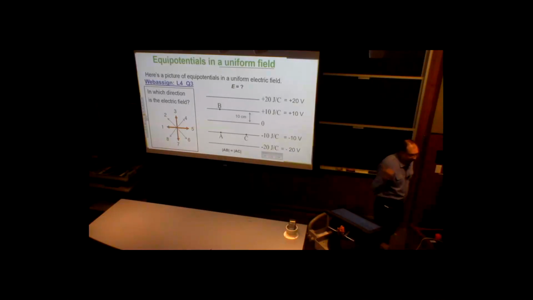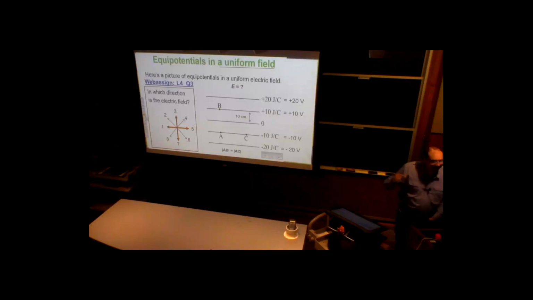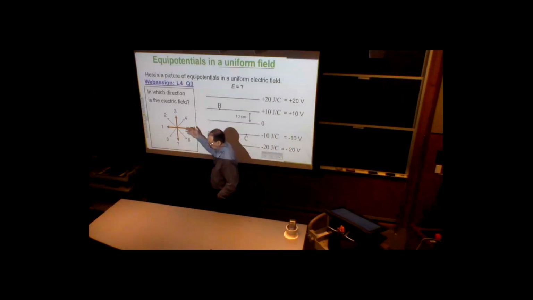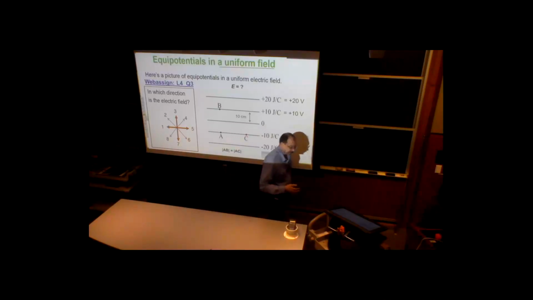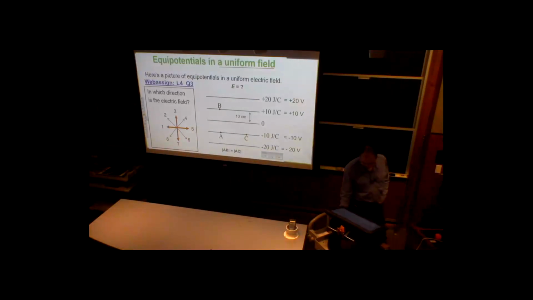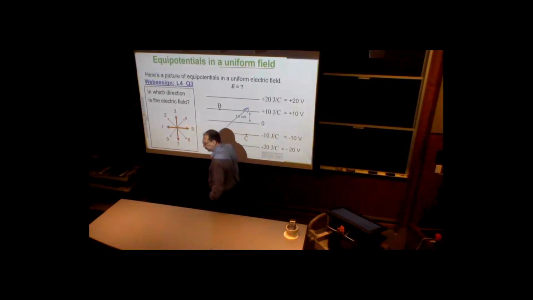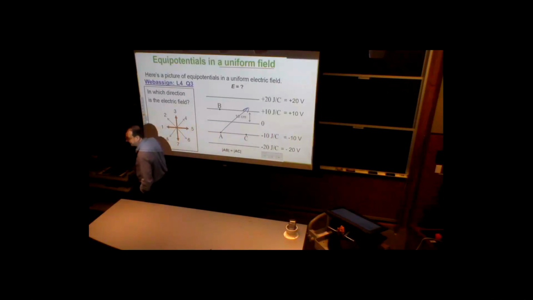The question I want to ask you is, what is the direction of that electric field? Electric field lines, electric field vector. You can choose from the set of these directions. I want to choose this. You should tell me if this choice is right or wrong.